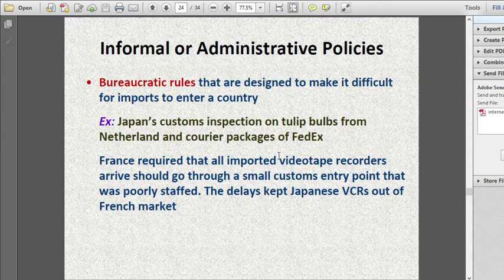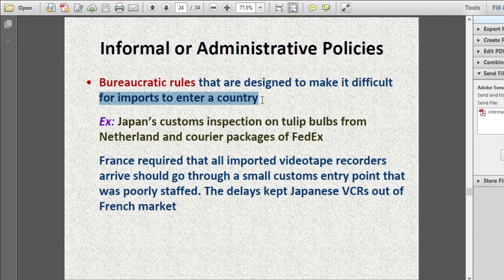So, we have informal or administrative policy, like bureaucratic rules. These are designed to make it difficult for imports to enter the country. So, yung bureaucratic rule or law, ito yung naglilimit ng mga import sa bawat bansa. Example, Japan customs inspection of tulip bulbs from Netherlands and courier packages of FedEx.